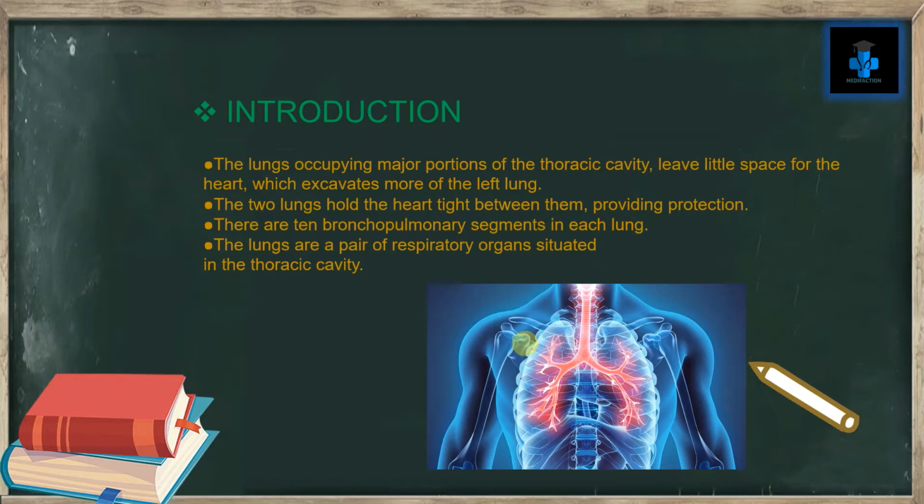Introduction. The lungs occupying major portions of the thoracic cavity leave little space for the heart, which excavates more of the left lung. The two lungs hold the heart tight between them, providing protection. There are 10 bronchopulmonary segments in each lung. The lungs are a pair of respiratory organs situated in the thoracic cavity.